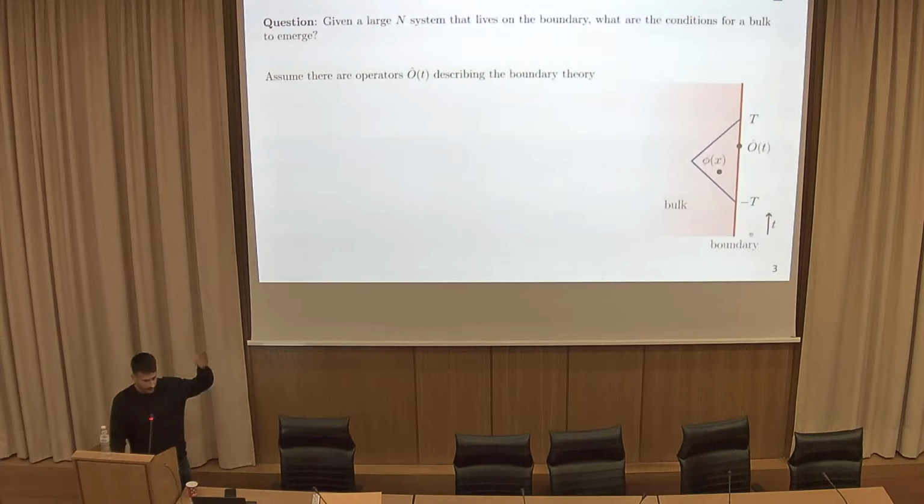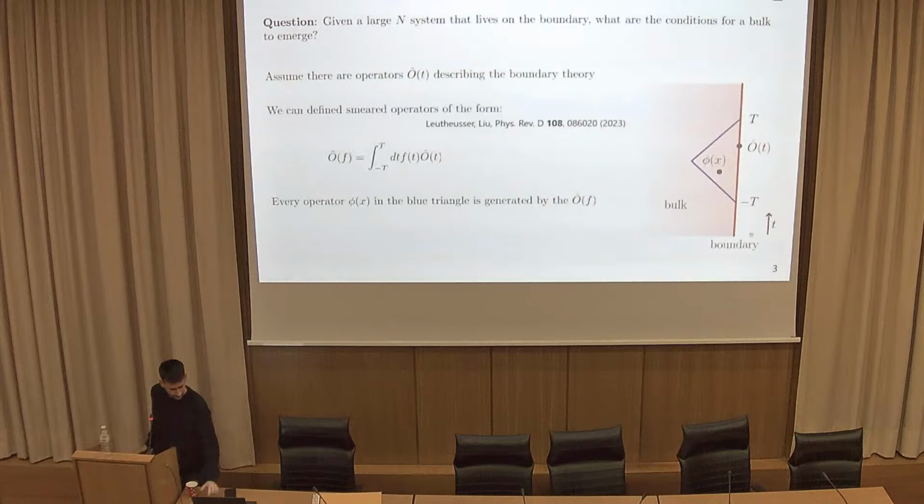So let's assume we have a boundary. I'm making stuff even simpler. We have a boundary, this red line, and let us assume that there are some operators living on this boundary region between minus t to t. These operators I call O of t. Then, based on this paper here, we can find some smearing functions f of t, and we can define some new smeared operators, O of f, based on the operators O of t.